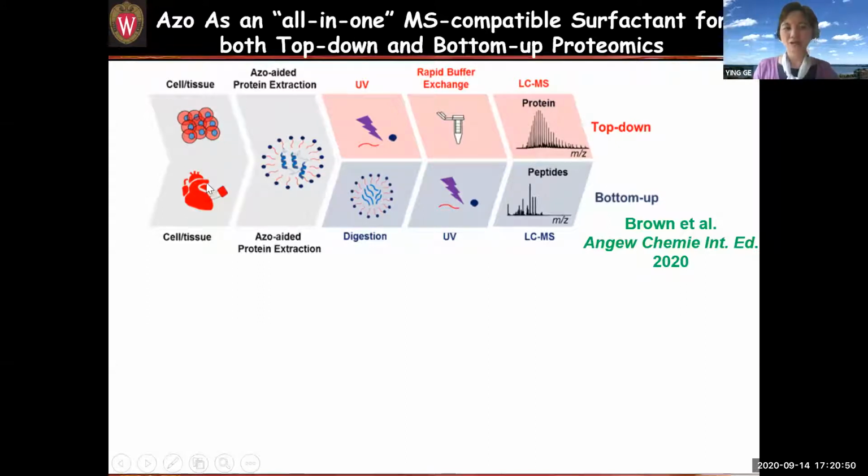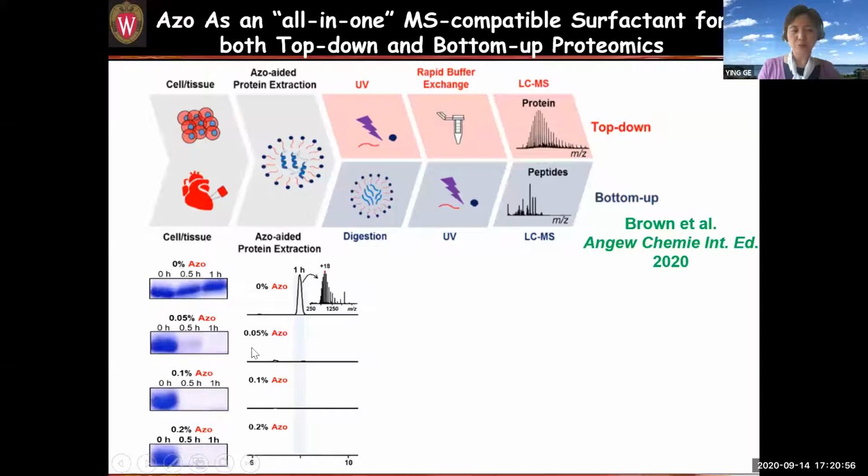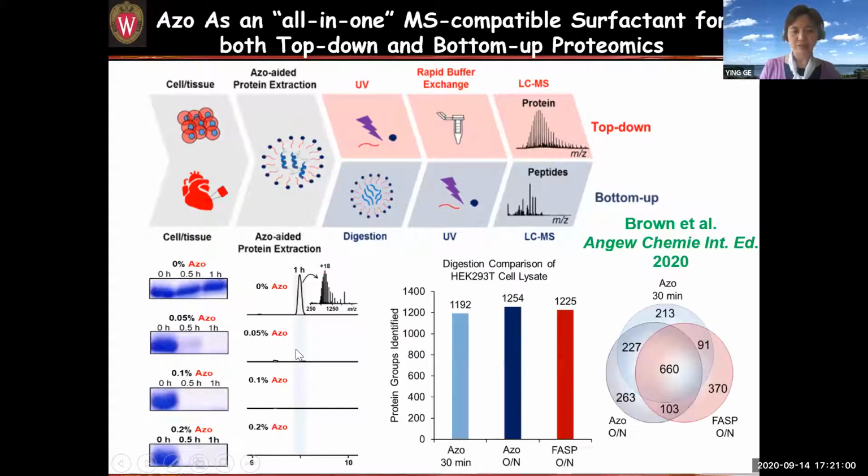So it helps solubilizing protein in the bottom up approach, and it also helps with digestion. So we can digest everything pretty much in half an hour. Okay, so we use the FASP as a benchmark, and we find there's no difference between 30 minutes and overnight digestion.